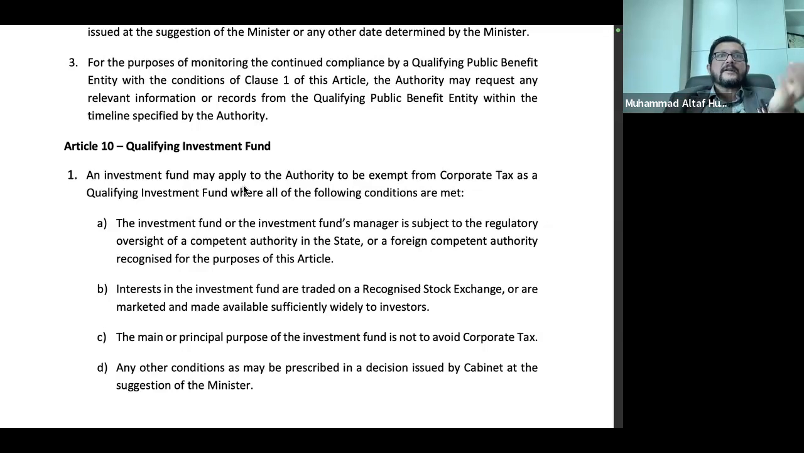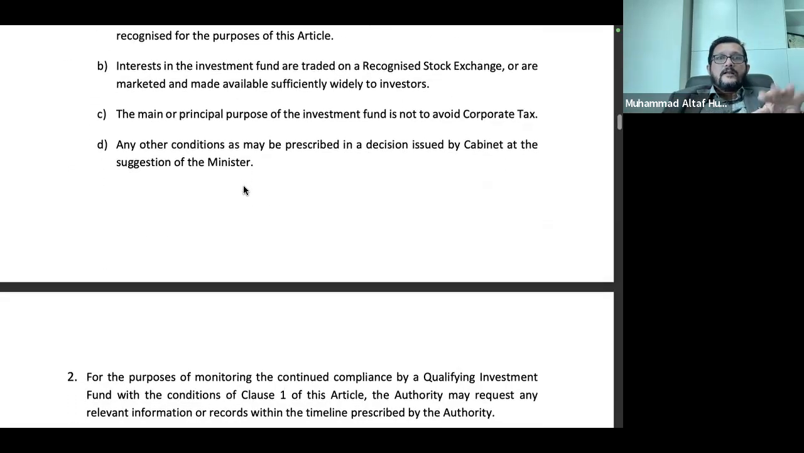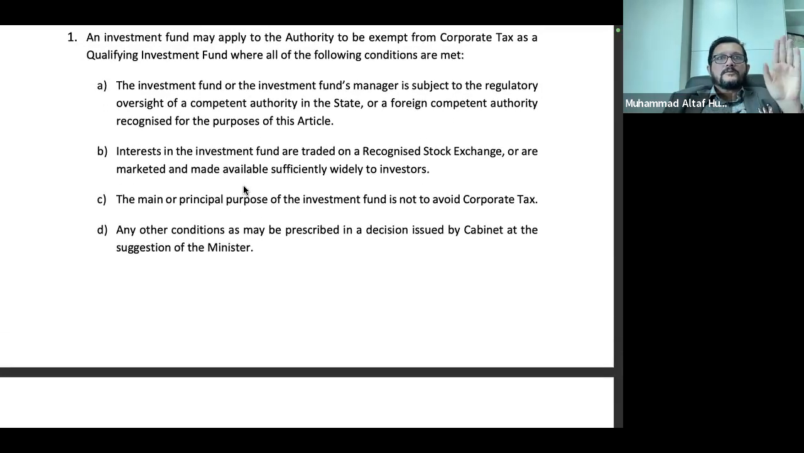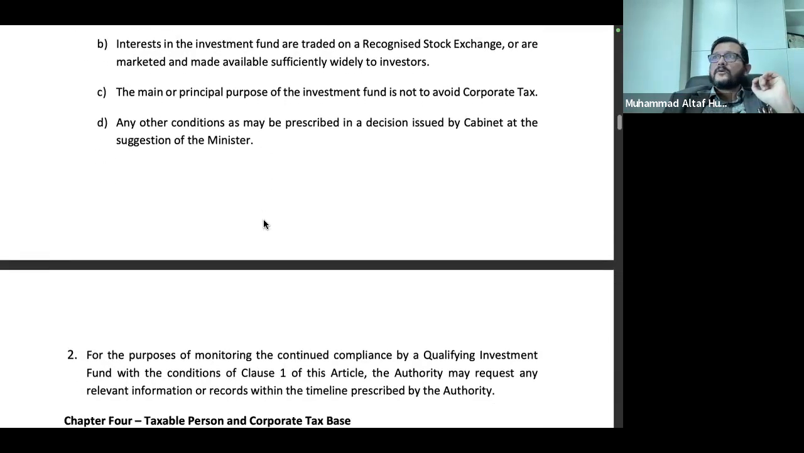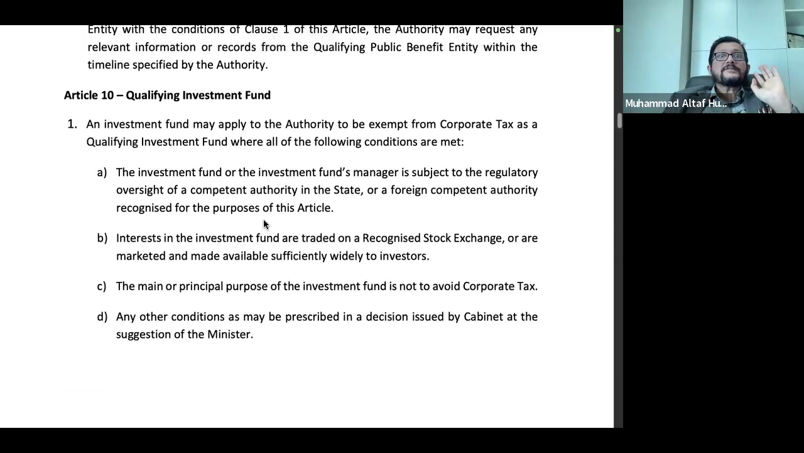That's why a specific exemption has been granted here, right? So again, regulatory oversight should be there. All the conditions have been mentioned in the qualifying investment fund also. Now questions will come. What is the fund status? Is it itself a legal entity? But even if it is a legal entity, it will still enjoy the benefit.